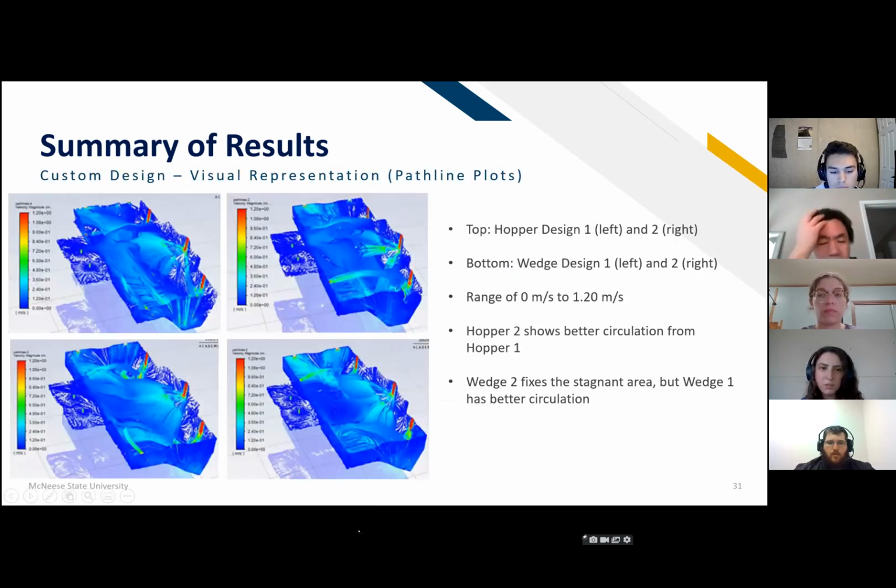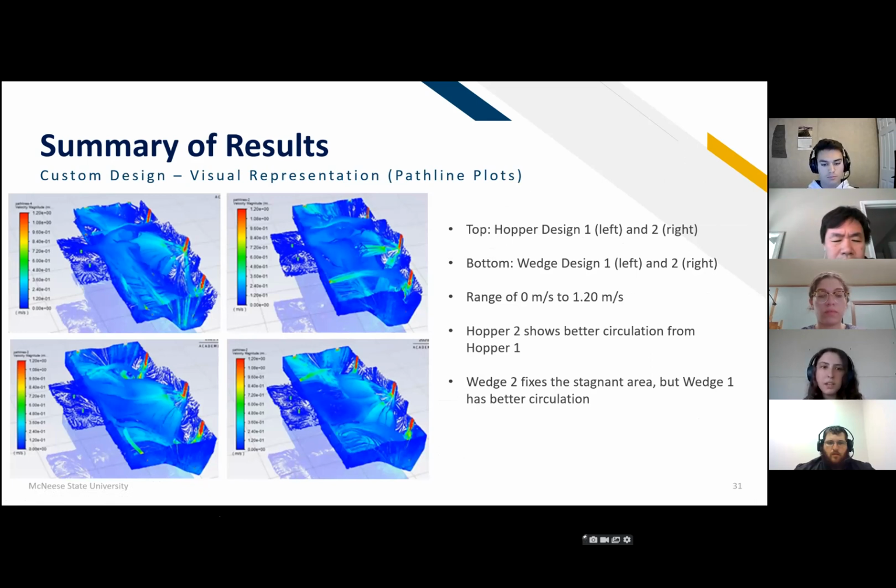So we'll start off with the pathline plots of the pools. The top two will show the hopper design 1 and 2 respectively, and the bottom two will show the wedge design 1 and 2 respectively. And the range for these plots is 0 meters per second to 1.2 meters per second.